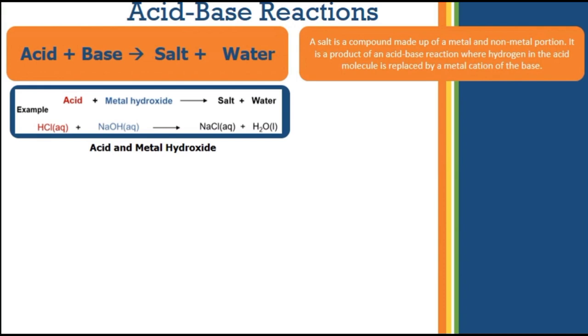Well, let's have a look at this. Here we have a classic example. Notice hydrochloric acid. That's our acid there. Hydrochloric acid reacts with the metal hydroxide. Here we have sodium hydroxide. What is the result? Well, there we have NaCl, which we know is table salt. Sodium chloride plus water. And notice the phases. We have aqueous, aqueous, aqueous, liquid.